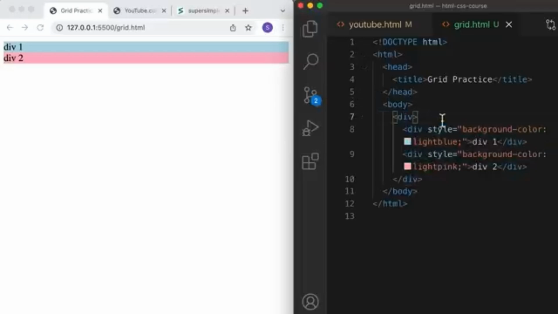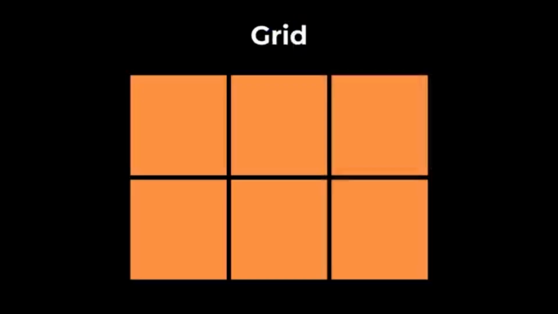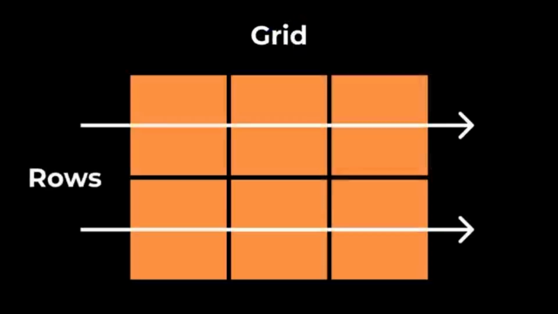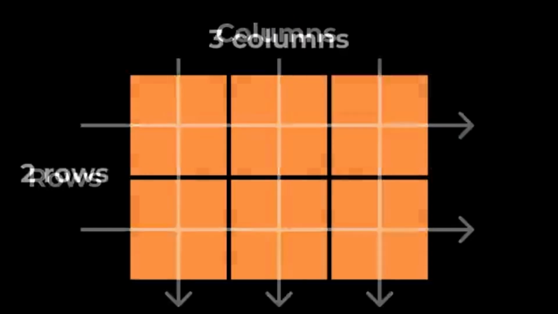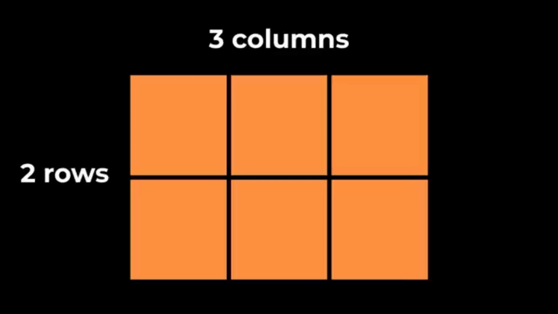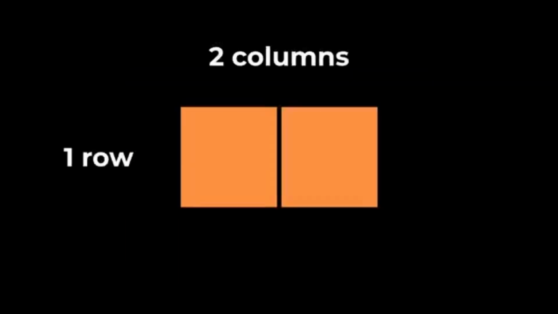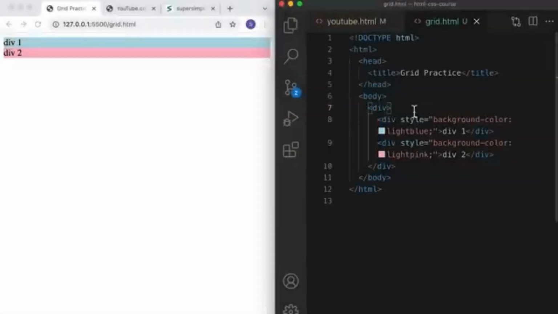But now we're going to create our first grid. So what is a grid? A grid is a layout that has rows and columns. For example, this is a 2x3 grid. We have 2 rows and 3 columns. This is a 1x2 grid. We have 1 row and 2 columns. So we're going to learn how to make this kind of structure in our HTML. To do that, we're going to style this outer div, or the container. So let's see how that works.